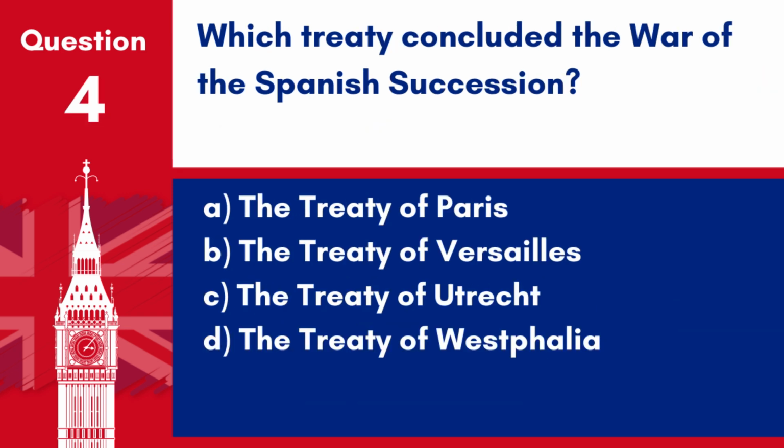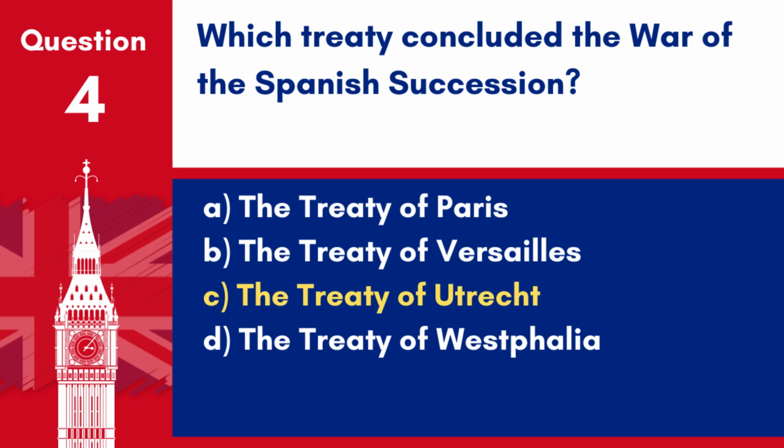Question 4. Which treaty concluded the War of the Spanish Succession? A. The Treaty of Paris. B. The Treaty of Versailles. C. The Treaty of Utrecht. D. The Treaty of Westphalia.